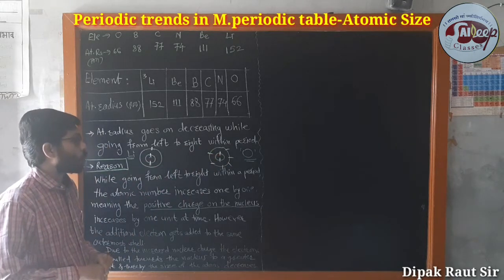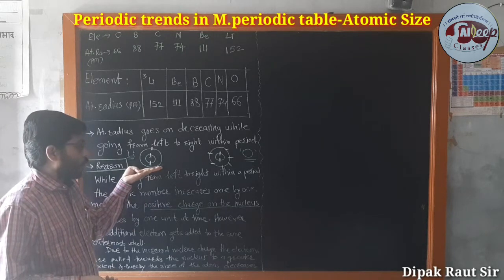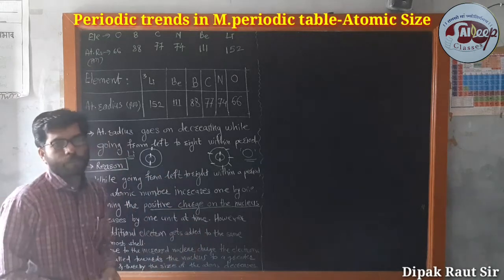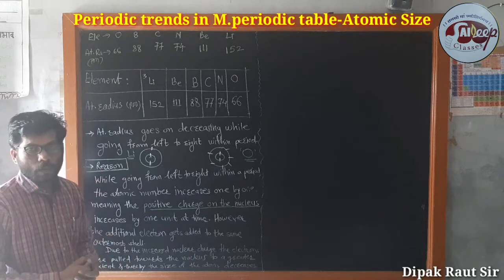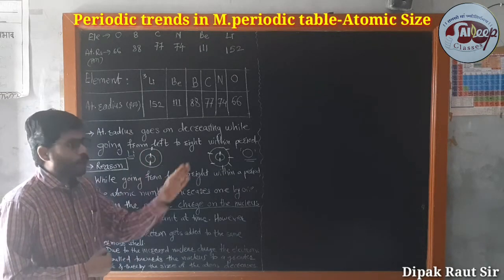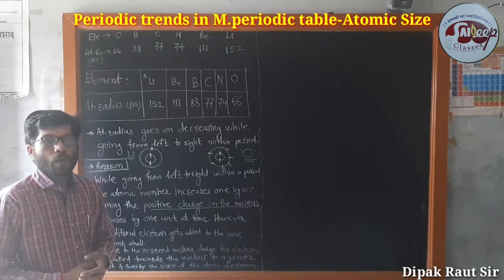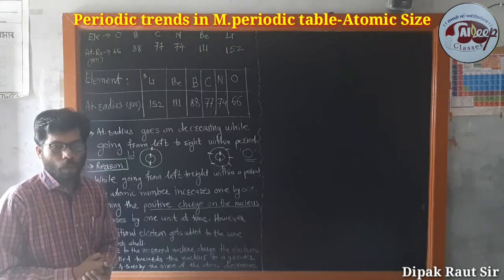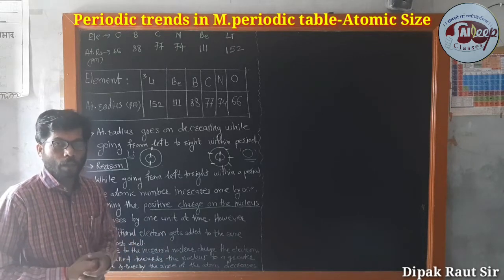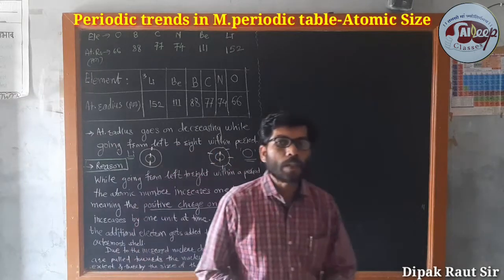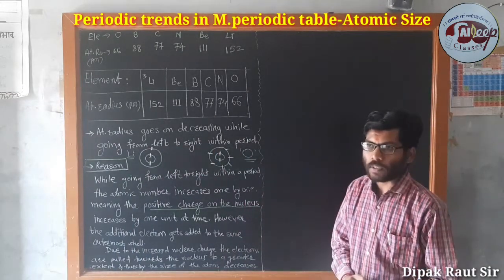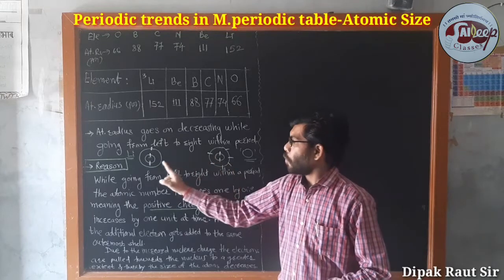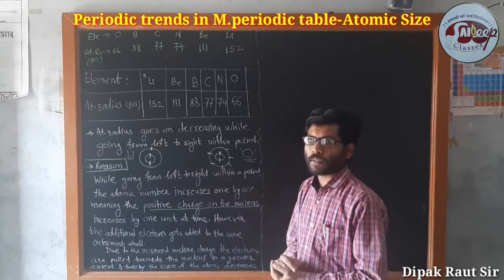Now, when going from left to right, the atomic number also increases one by one. That means the positive charge on the nucleus increases one by one also, because atomic number is the proton number. Proton is a positive charge. Atomic number increases one by one, that means positive charge on the nucleus increases one by one. From left to right, atomic number increases.